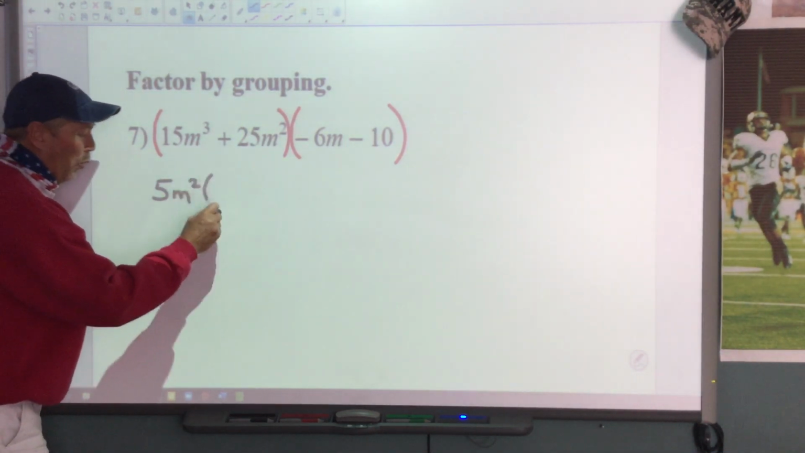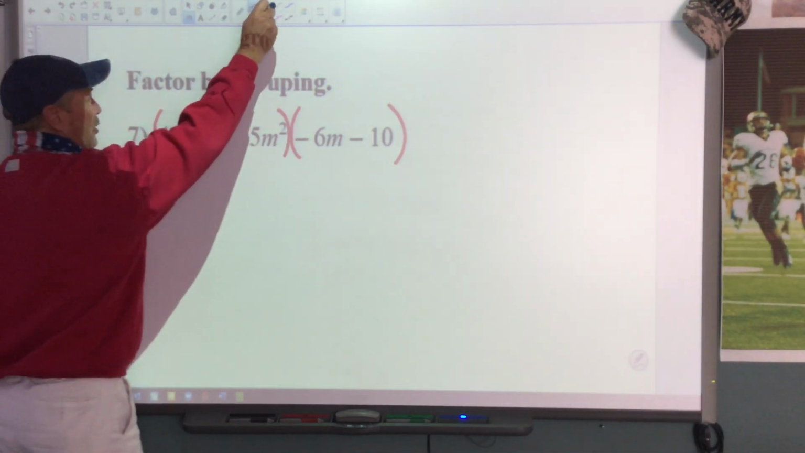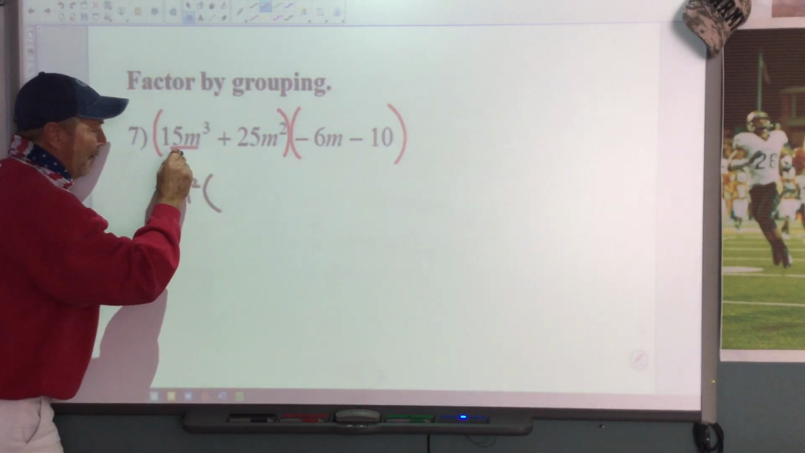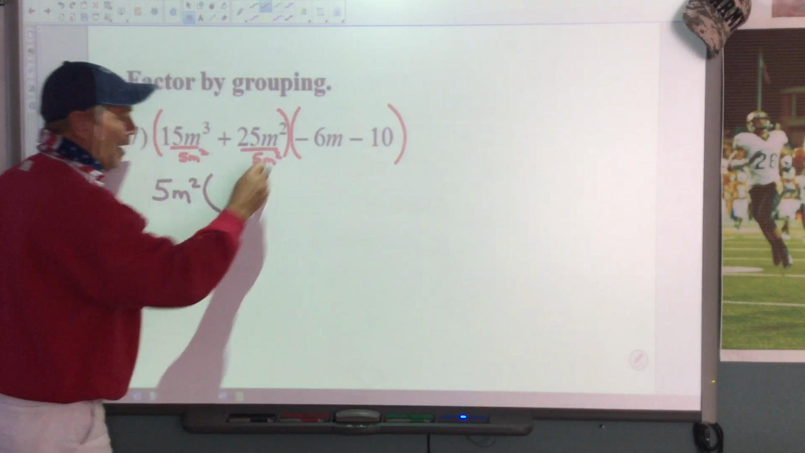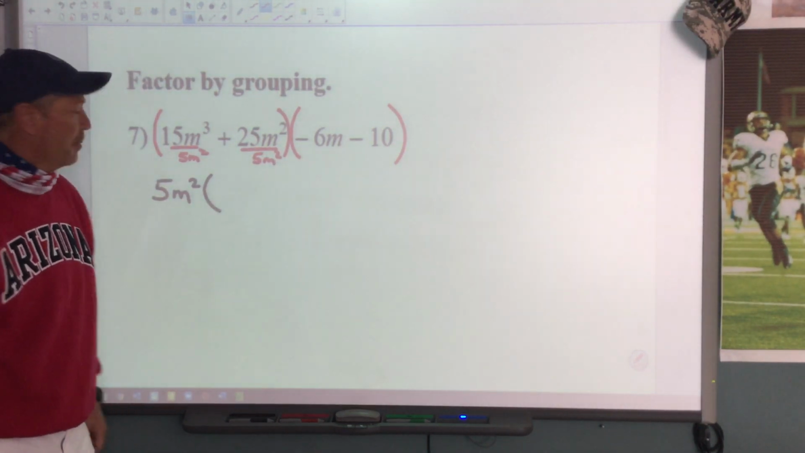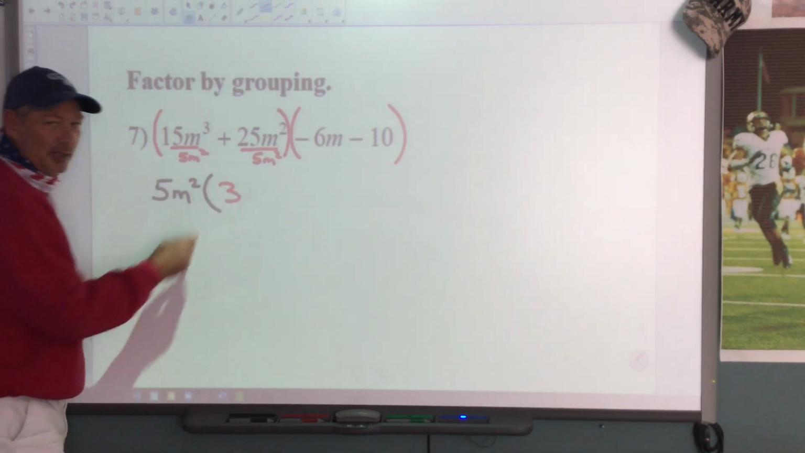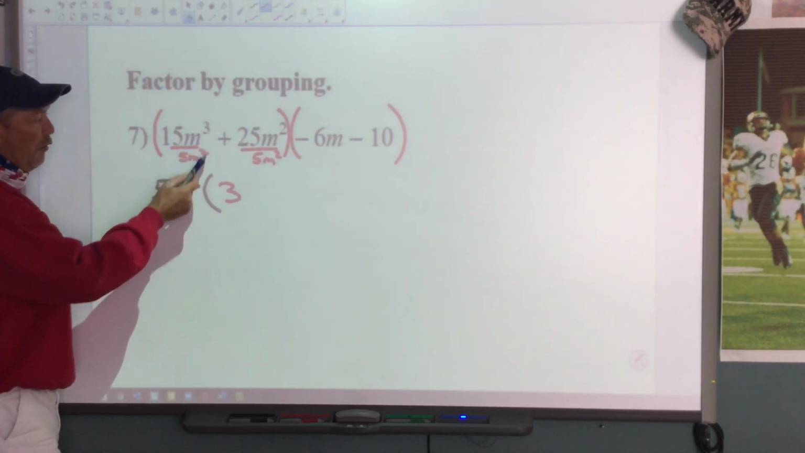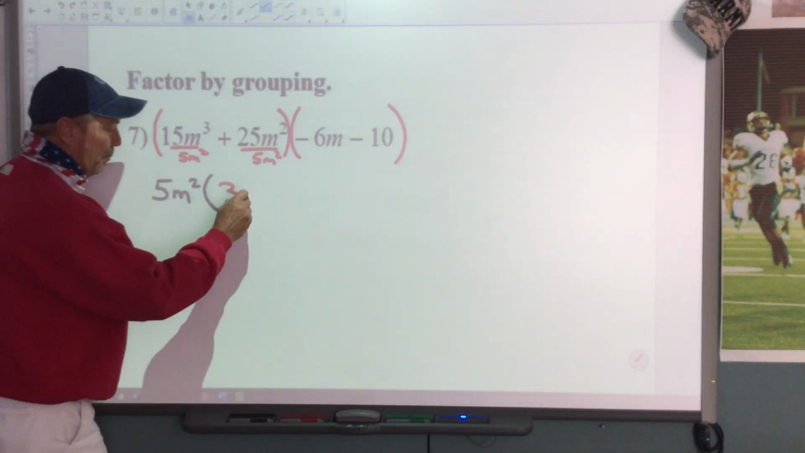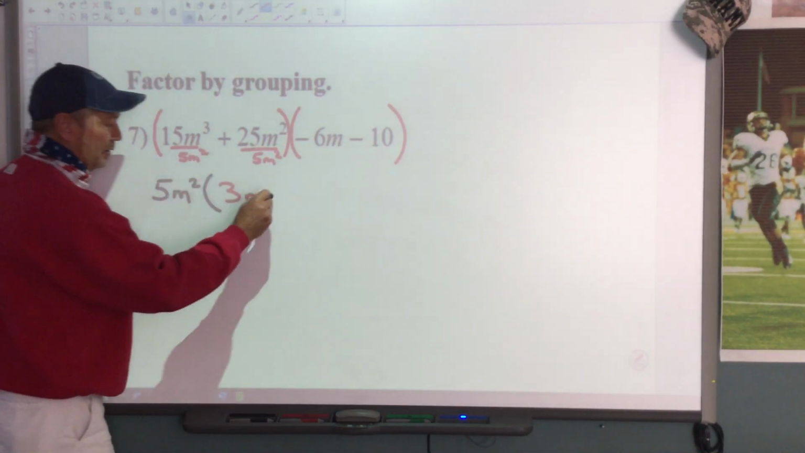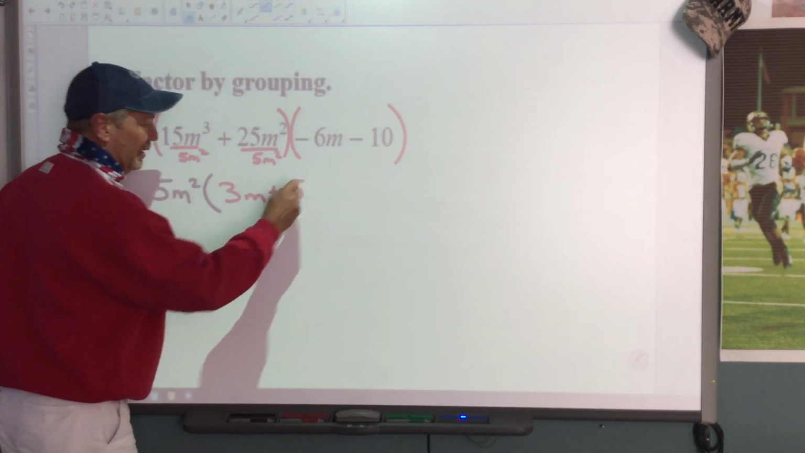We need to figure out what to put in the parentheses because we're factoring now. So remember what I said, I would like for you to divide by 5m squared. Divide by your greatest common factor. 15 divided by 5 is 3. M to the third over m to the second, remember I taught you we could subtract. That's going to leave me with m to the first, plus 25 divided by 5 is a 5.